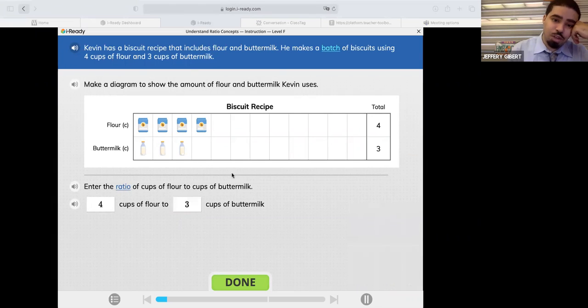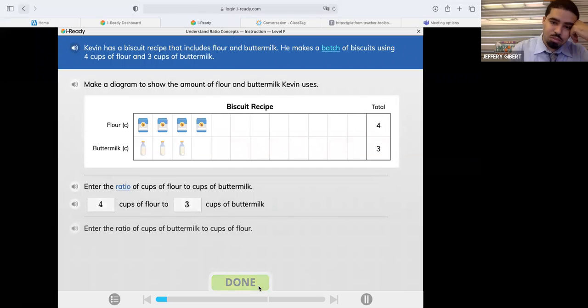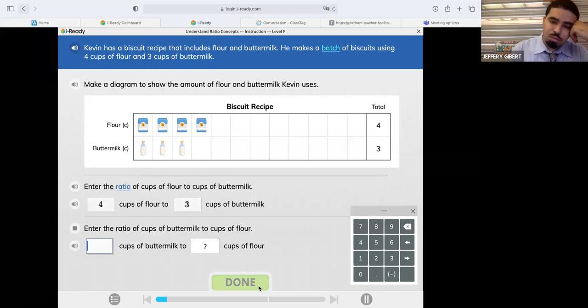So for anybody that doesn't understand this, there's 4 cups of flour. It tells you right here, and you can see in the picture, and 3 cups of buttermilk. So 3 cups buttermilk right there. Enter the ratio of cups of buttermilk to cups of flour. All right. Petit, how many cups of buttermilk are there?